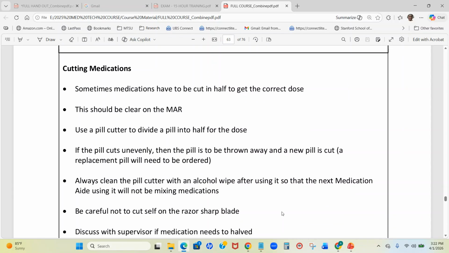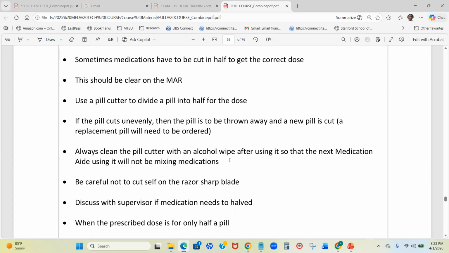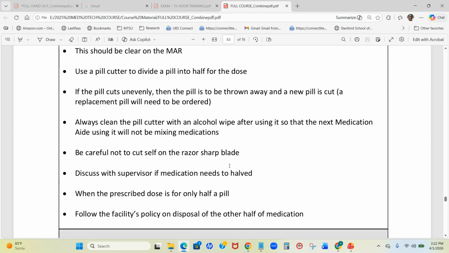So sometimes medications have to be cut in half to get the correct dose. This should be clear on the MAR. Use a pill cutter to divide a pill into half for the dose. Okay. If the pill cuts unevenly, then the pill is to be thrown away and a new pill is cut. Remember, if it doesn't cut exactly half and it cuts into broken pieces, throw it away and get another one.